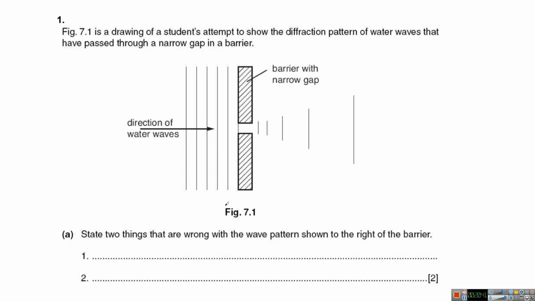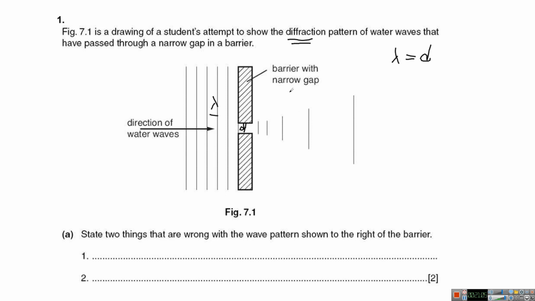So moving on, again, a student has drawn an attempt to show the diffraction pattern. This is now diffraction, right, of water waves that have passed through a narrow gap. Now we do know that this is gap D and this is the wavelength, right? Since the wavelength apparently appears to be closer to D, right?